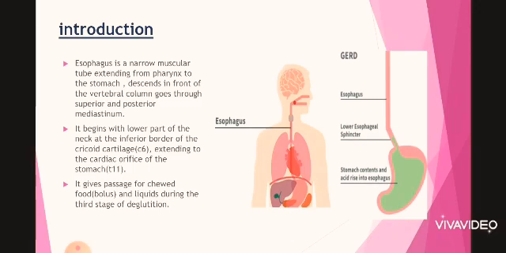Introduction. Esophagus is a narrow muscular tube extending from pharynx to the stomach, descends in front of the vertebral column, goes through superior and posterior mediastinum. It begins with lower part of the neck at the inferior border of the cricoid cartilage, extending to the cardiac orifice of the stomach. It gives passage for chewed food and liquids during the third stage of deglutition.